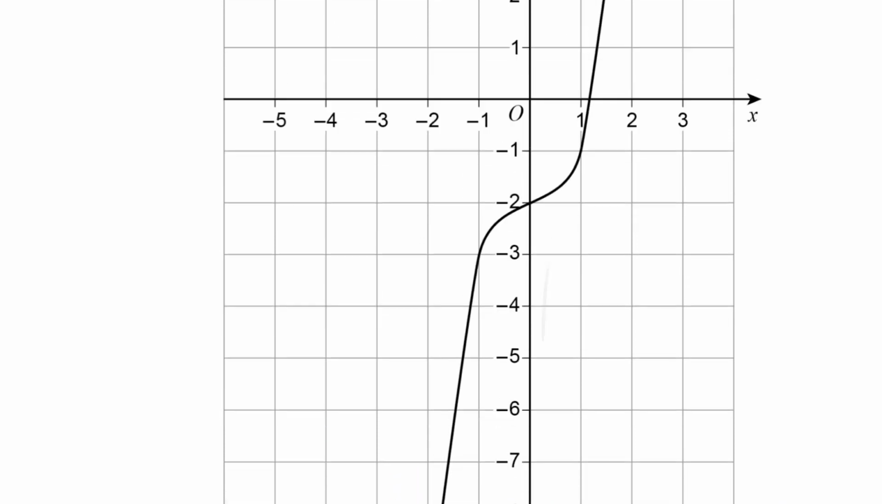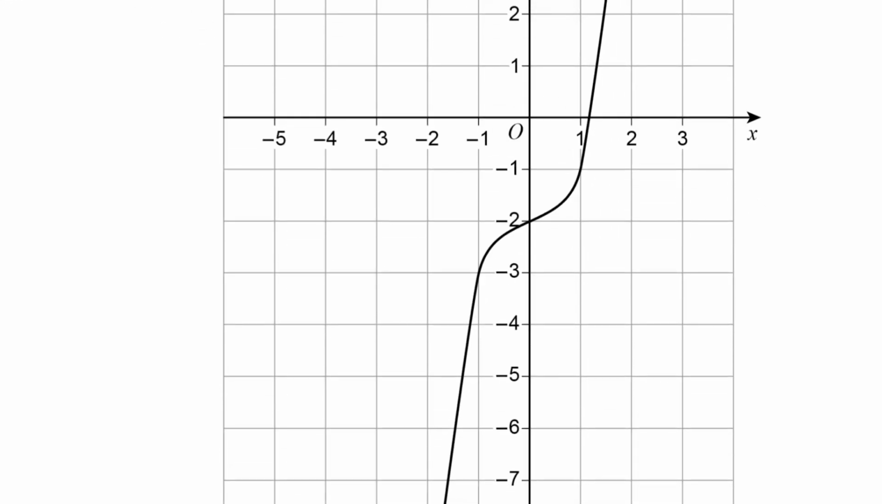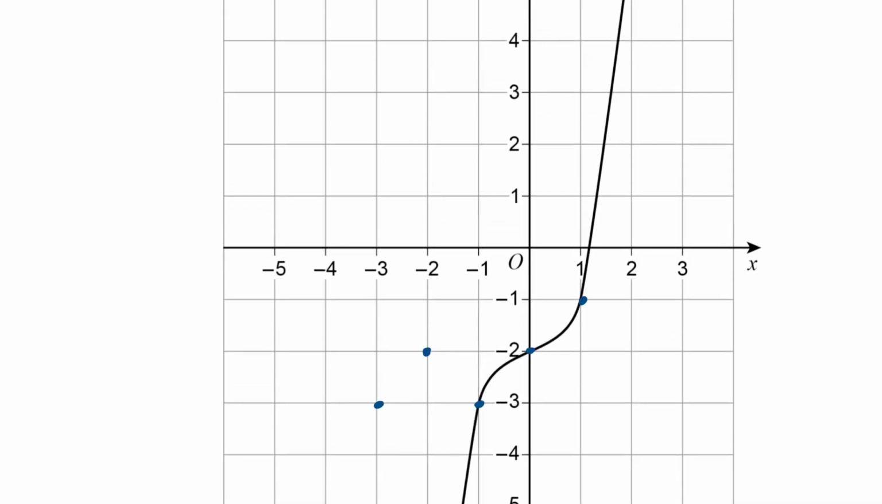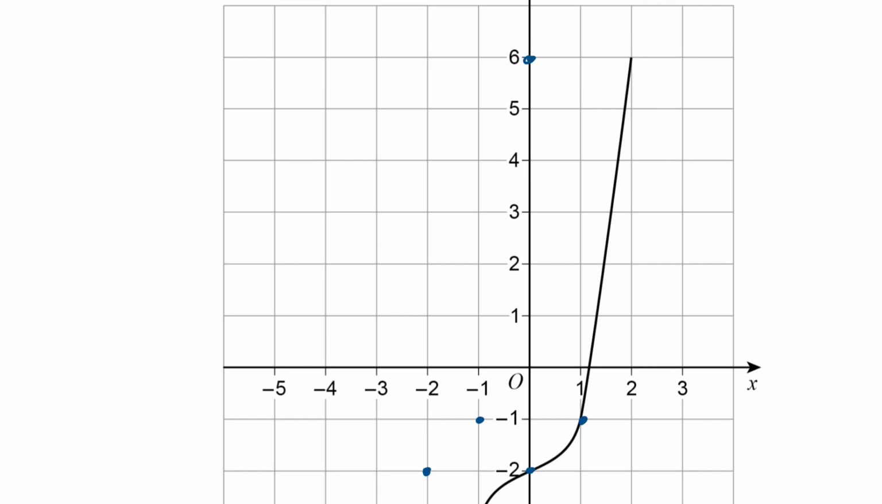The next point along, which is the point minus 1, minus 3, is going to move 2 units to the left. It's going to move to there. The next point is at 0, minus 2. That's going to move 2 points to the left there. The next point is minus 1, minus 1, and it's going to move to there. And then I've got the one at the top, and that's going to move to there.